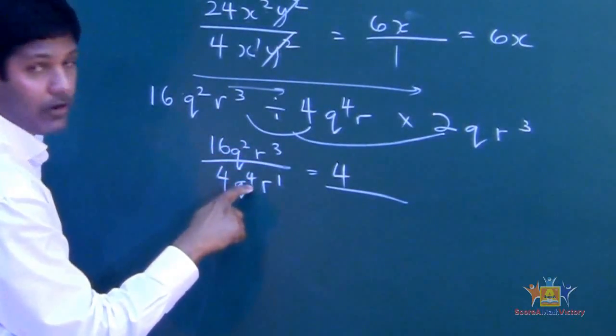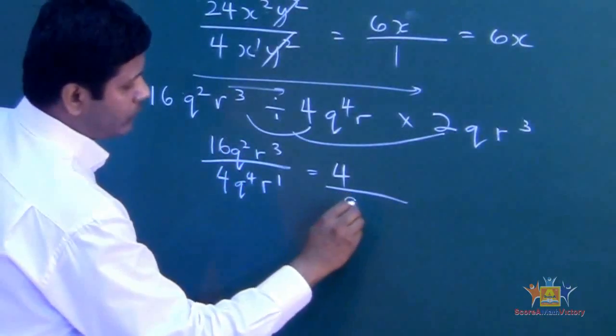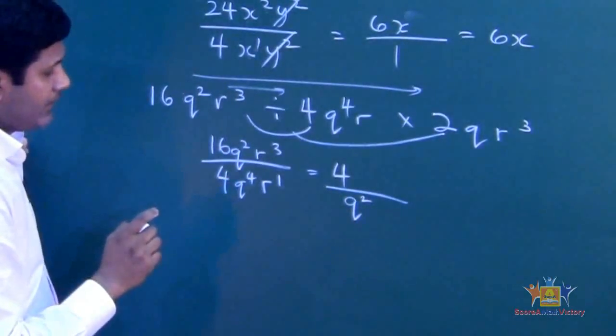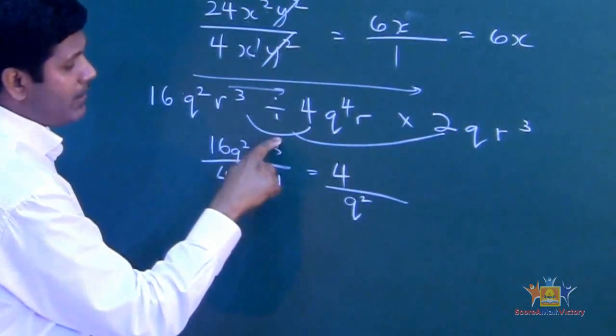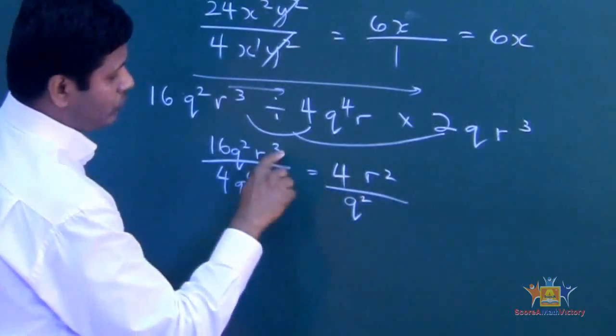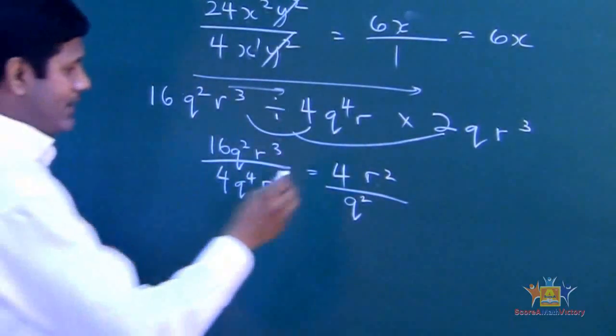You want to bring the 2 down because 4 is bigger. So 4 minus 2, that means q to the second. See that? Now look at this one. R is 1 and R is 3. I take the 1 up. That means R to the 2. 3 minus 1 is 2. Pretty easy, isn't it? So now we're done with that one.